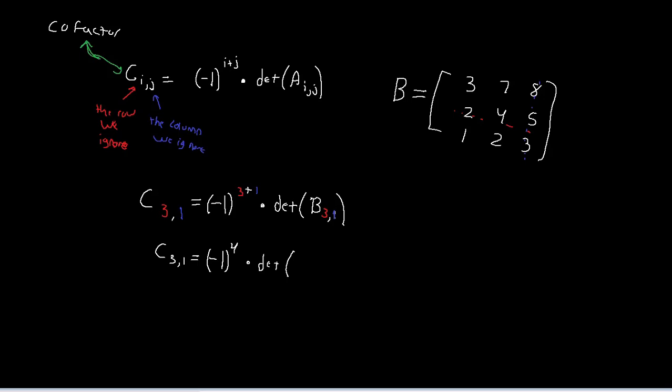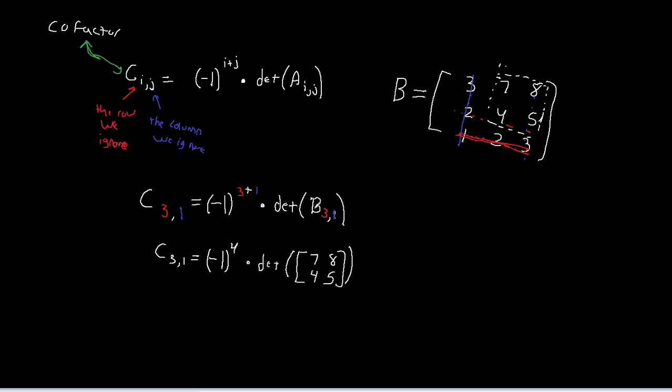To recap what that looks like, we're ignoring the third column, which is this column here, and we're ignoring the first row, which is this. I'm going to use solid lines so we don't get confused from our previous example, since this is the last example we're going to do. And so what we're left with is this matrix here. So the determinant of [7, 8; 4, 5].